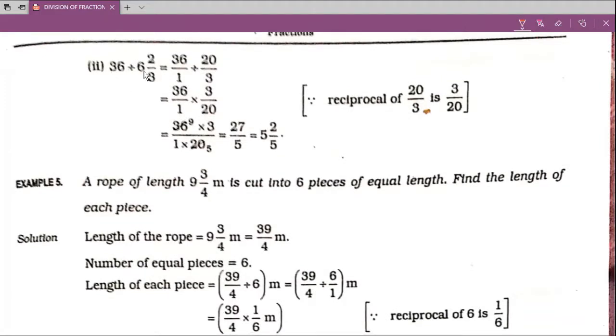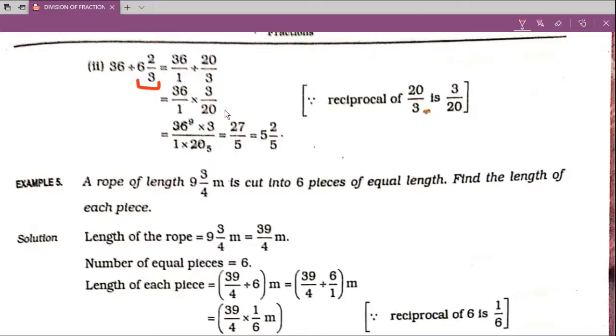36 divided by 6 whole 2 by 3. This 6 whole 2 by 3 is a mixed fraction. Change it into an improper fraction. So 6 threes are 18 plus 2 is 20. 20 by 3. 36 by 1 divided by 20 by 3. So 36 by 1 into the reciprocal of 20 by 3, which is 3 by 20. Write it down as 3 by 20.